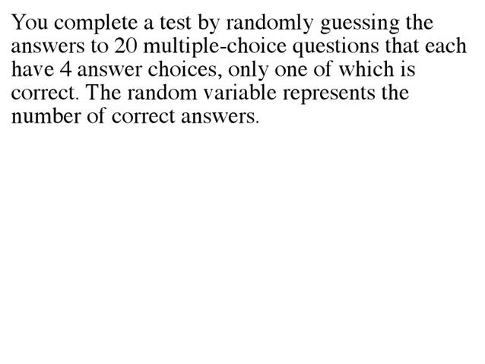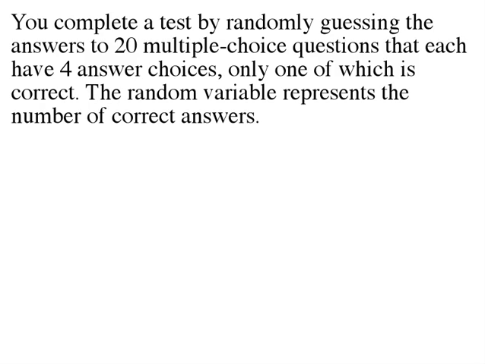So let's go and look at another one. You complete a test by randomly guessing the answers to 20 multiple choice questions that each have 4 answer choices, only one of which is correct. The random variable represents the number of correct answers. So first of all, how many trials? 20. Does each trial result in a success or a failure? Yes, because it's right or wrong. Does the probability of success stay the same from problem to problem? Yes. What's the probability that you're going to get it right? 1 out of 4. Okay, and then the final one, all the trials are independent.